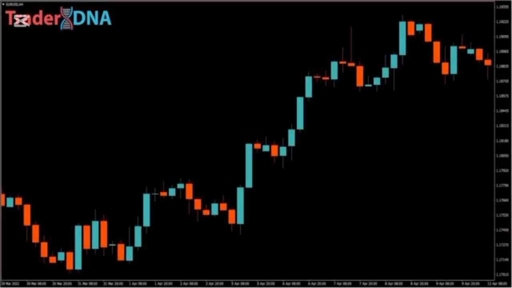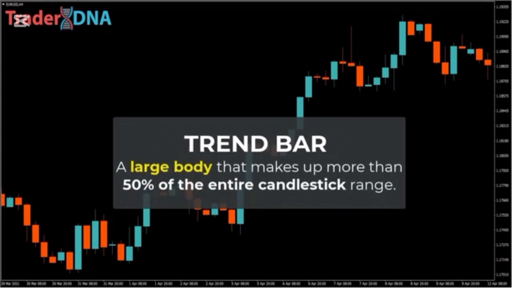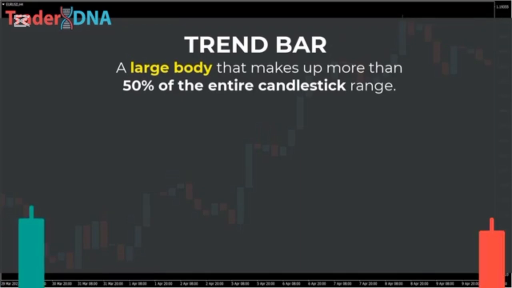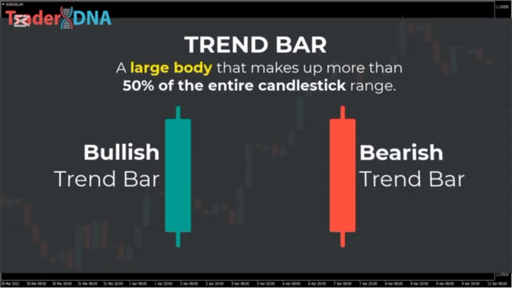One of the simplest yet most powerful ways to confirm a strong trend is by identifying trend bars, candlesticks with a large body that makes up more than 50% of the entire candlestick range. If a trend bar closes above its opening price, it's a bullish trend bar. If a trend bar closes below its opening price, it's a bearish trend bar.